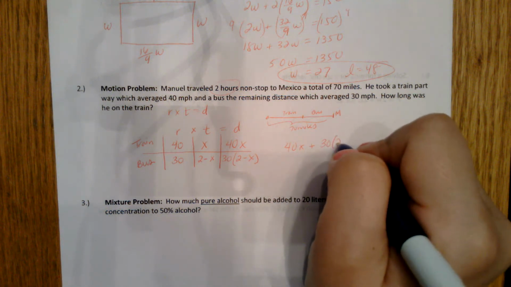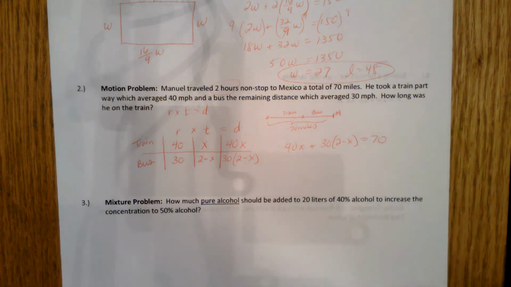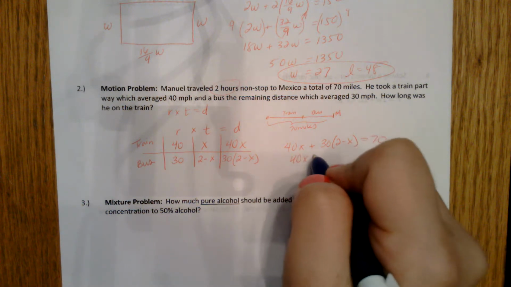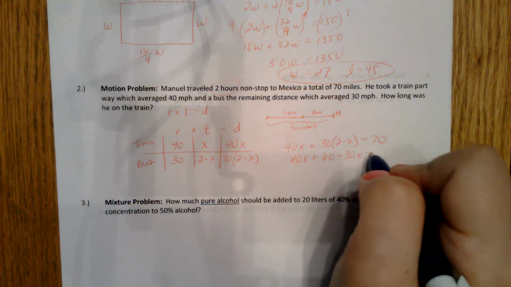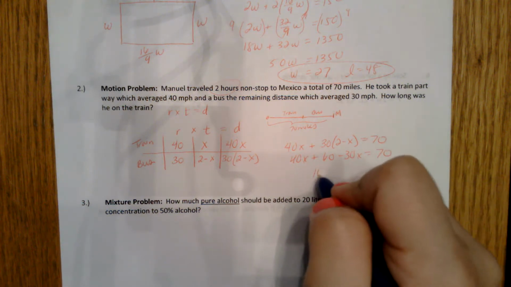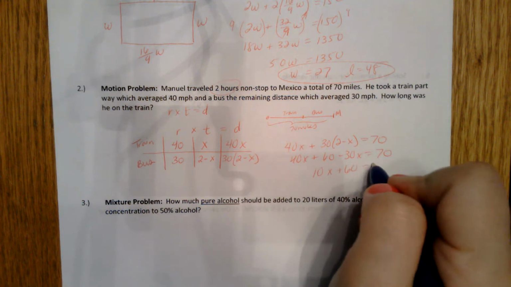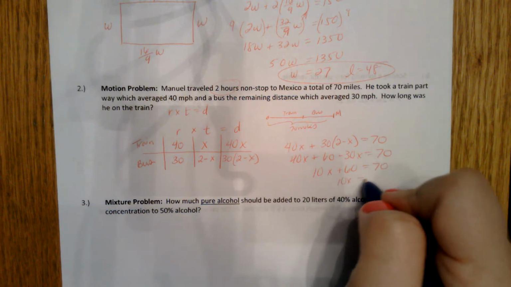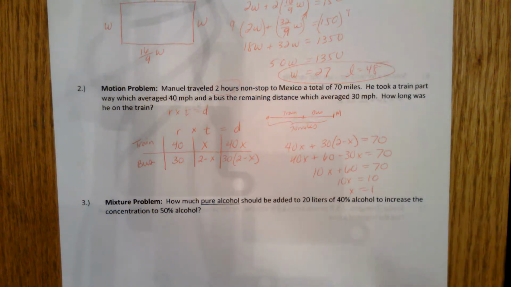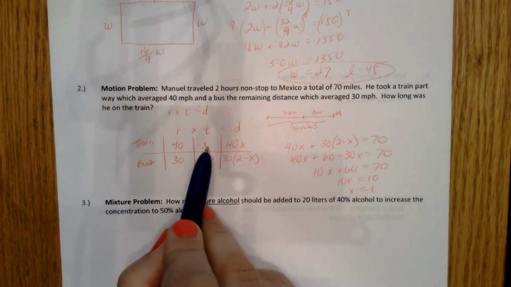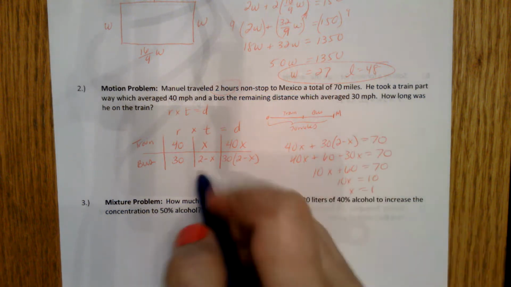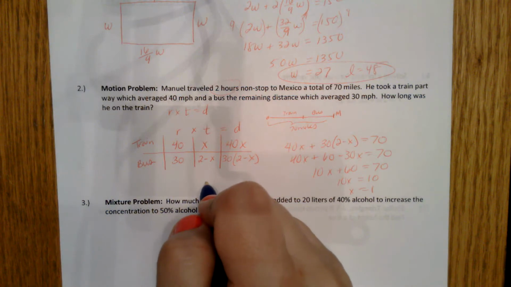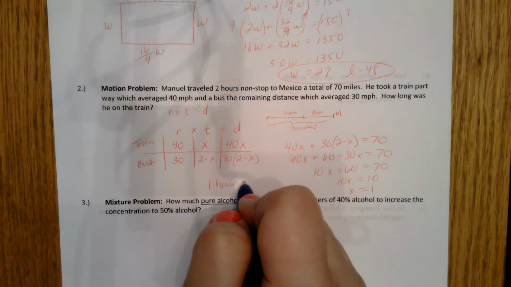40x plus 30 times 2 minus x equals 70. So 40x plus 60 minus 30x equals 70. 10x plus 60 equals 70. 10x equals 10. X is 1. So we know that if x is 1, he was on the train for 1 hour. He was also on the bus for 1 hour also, but since they asked about the train, he was on the train for 1 hour.